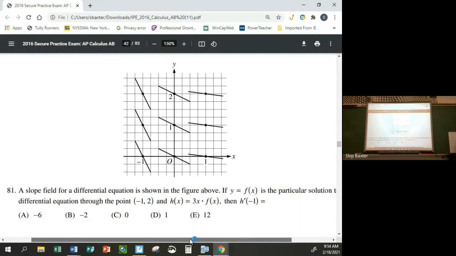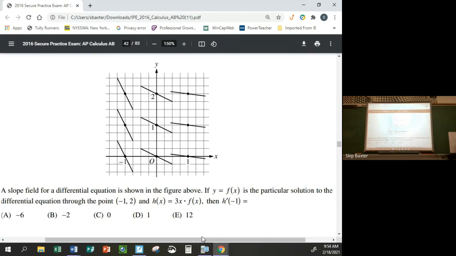All right, so here's a typical multiple choice question. They're saying this is a slope field for a differential equation, and if y equals f of x is the particular solution that passes through the point -1, 2. So going through this point right here, you could sort of graph what that solution might look like. It looks like it's going to be like that, right? But that's not what they ask you to do. They say if you have this other function, h of x, then what's h prime of -1? So what do you do here?